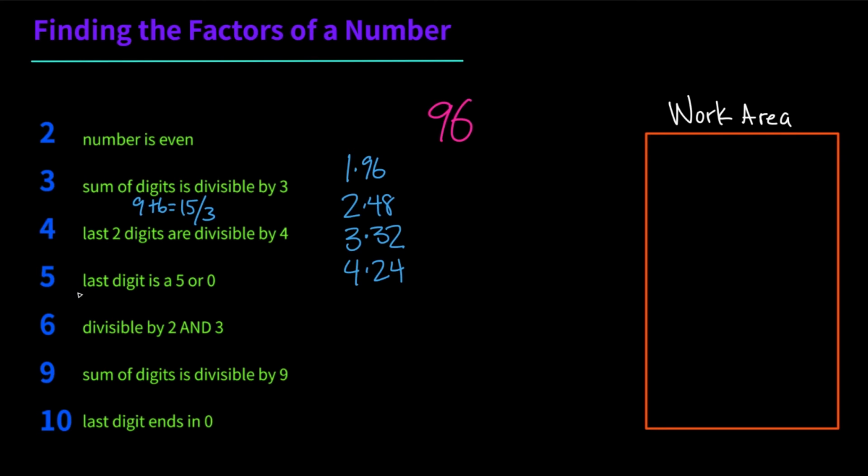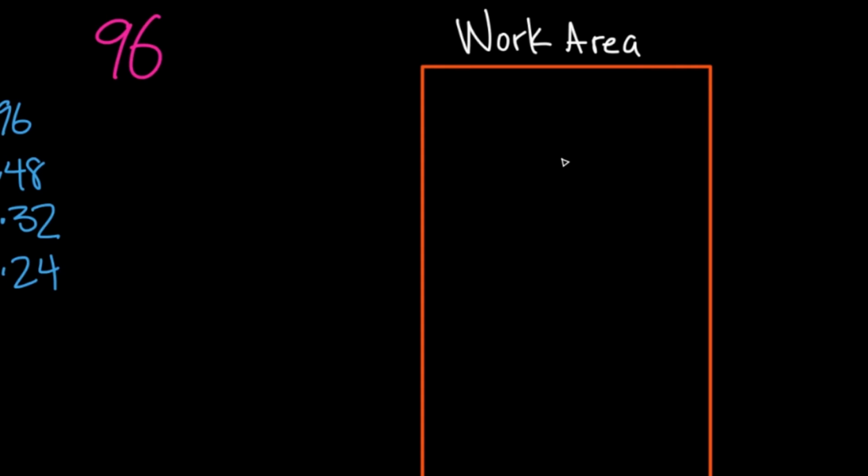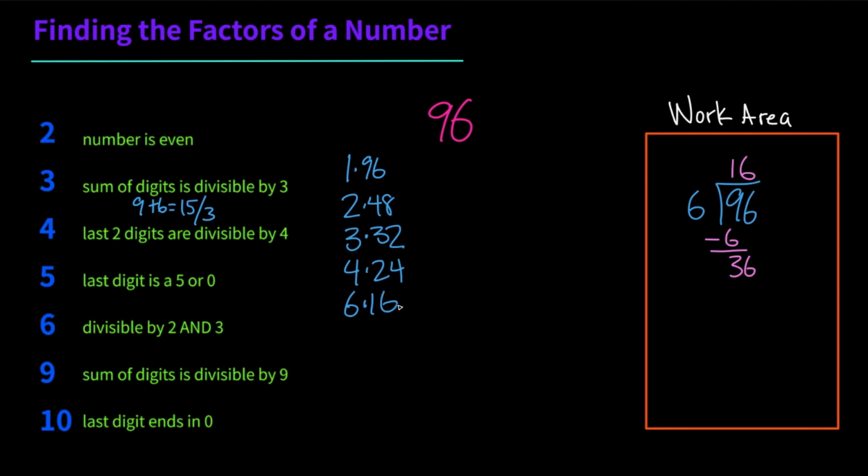We're going to check for 5. This number does not end in a 5 or 0, so it is not divisible by 5. We check 6. If it is divisible by 2 and 3, then it is divisible by 6. And we see here it is divisible by 2 and 3. That means we need to divide 96 by 6. 6 goes into 9 one time. 6 goes into 36 6 times. We have another factored pair, 6 times 16.